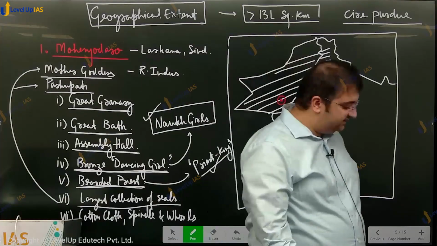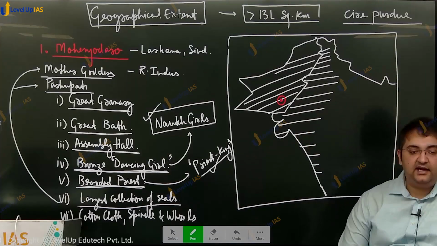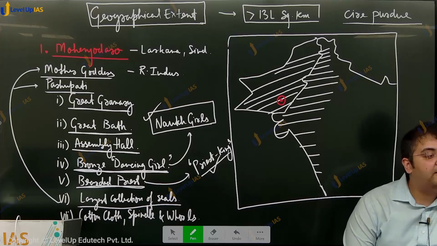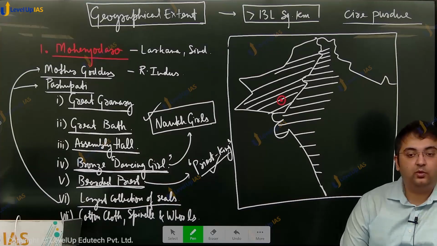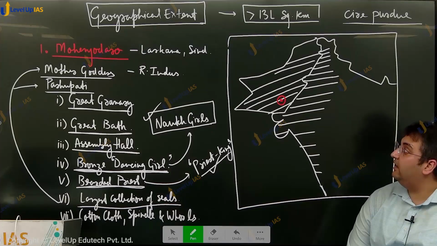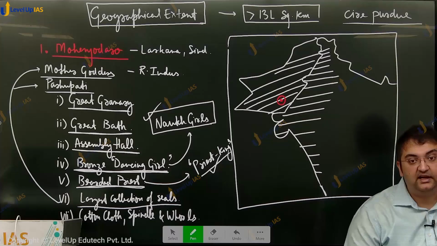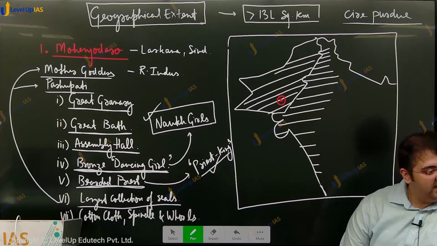On the Mother Goddess seal, we have the image of a woman with an elaborate headdress while she is giving birth. Giving birth to what? A plant, right? So she is a representation of the fertility goddess. This indicates the popularity of the fertility cult.